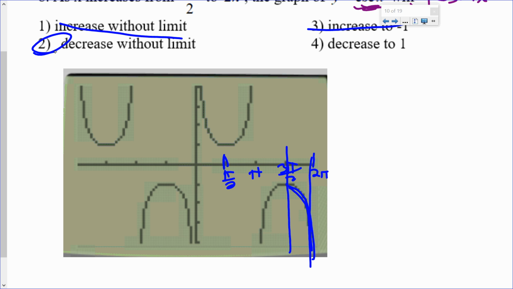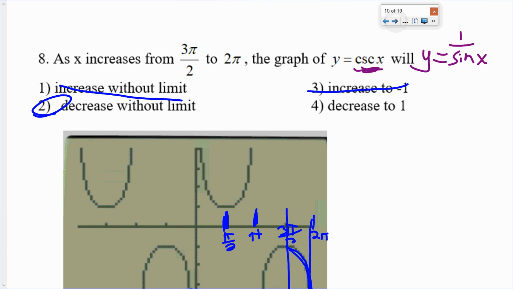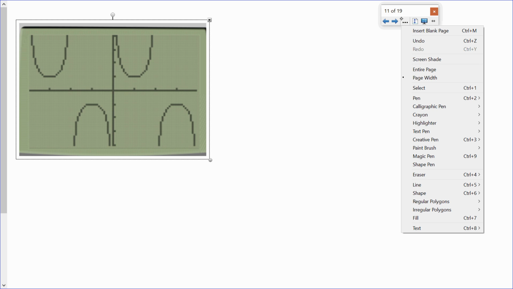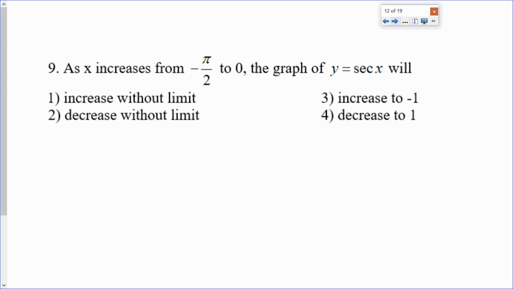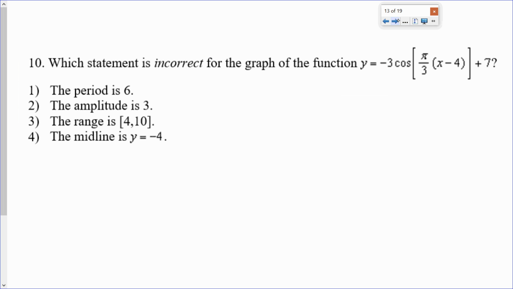So for tangent or the reciprocal functions, I would just type it into your calculator and do zoom trig, and understand that each dash is pi over 2, or 90 in degrees. And you can answer your questions based on that. All right, 9 is the same type of thing. That one you'll try on your own. I think this is one of the easiest questions in this lesson here.